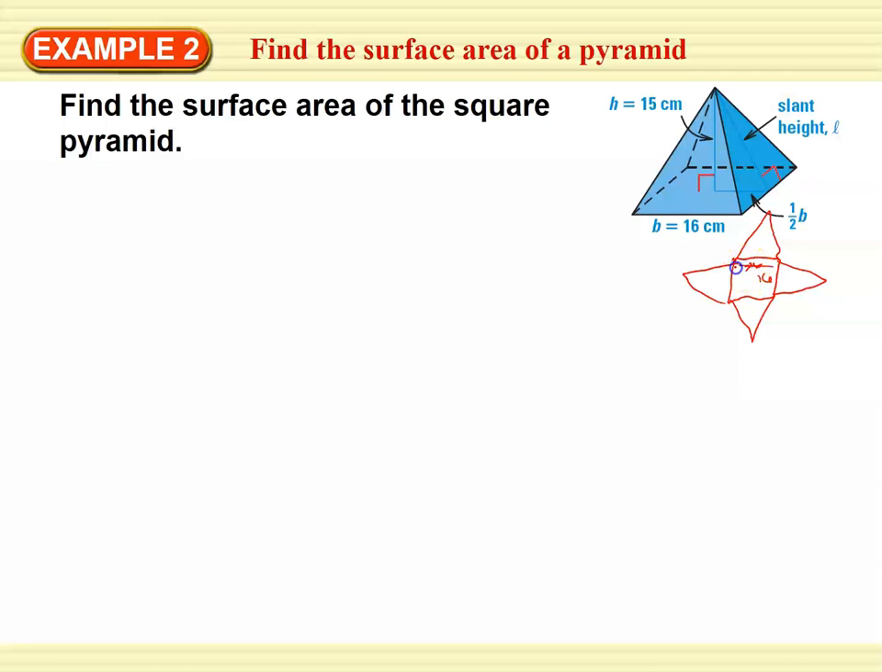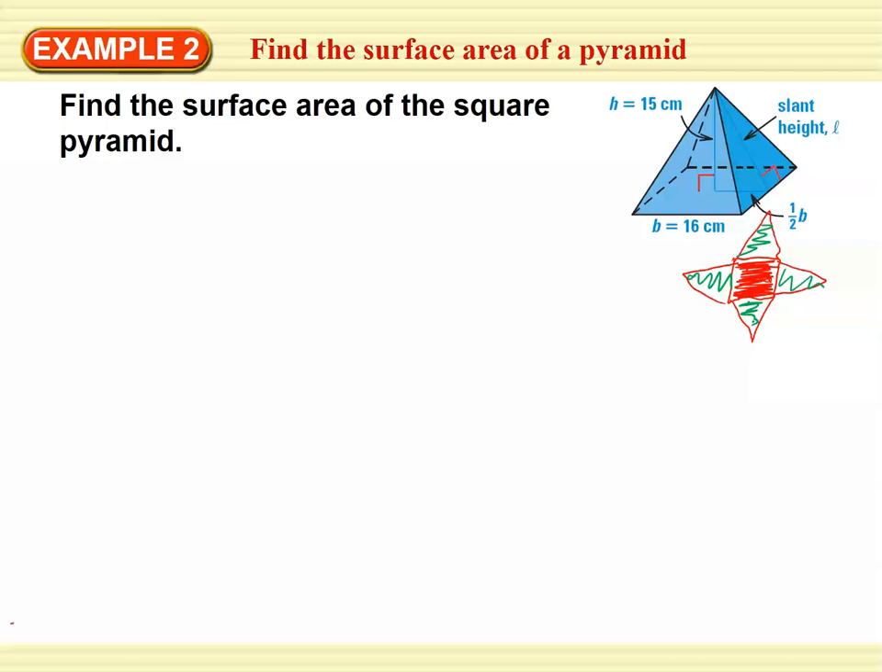It's a square, so it's going to be 16 times 16. That's going to be the first part of our area. But then we have to add to it the area of all of these little triangles. 1 triangle, 2 triangles, 3 triangles, 4 triangles.